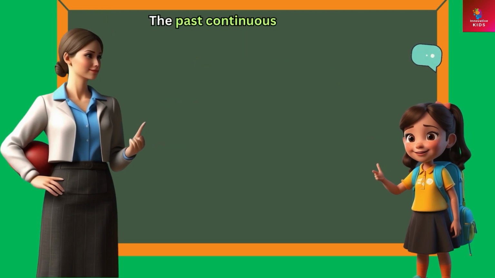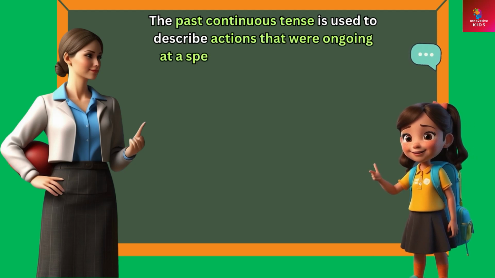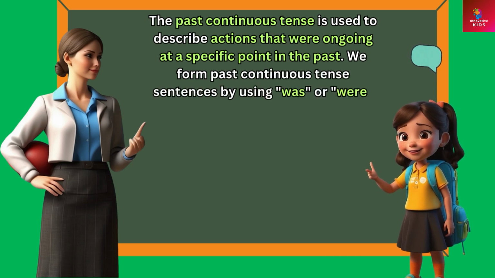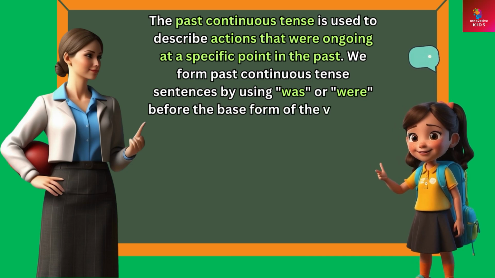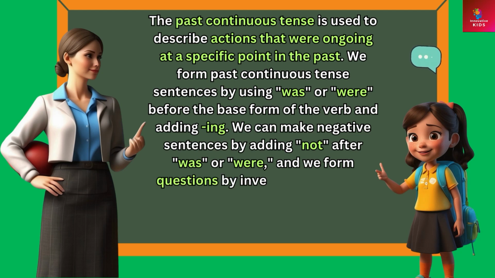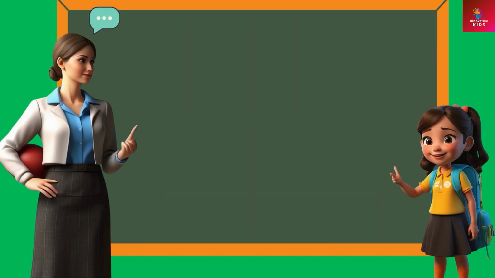The past continuous tense is used to describe actions that were ongoing at a specific point in the past. We form past continuous tense sentences by using was or were before the base form of the verb and adding ing. We can make negative sentences by adding not after was or were, and we form questions by inverting the subject and was or were. Past continuous tense can also be used to describe interrupted actions.